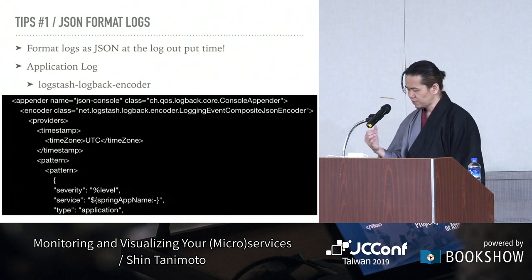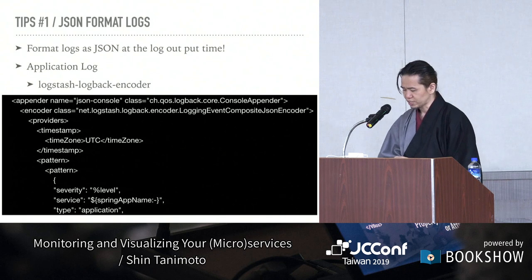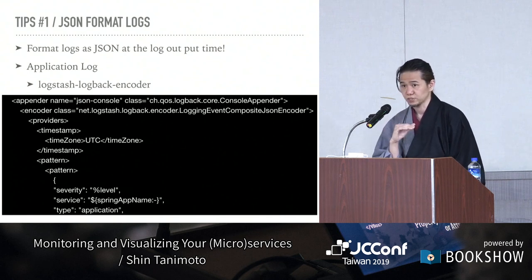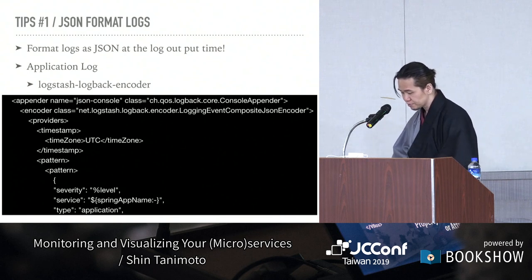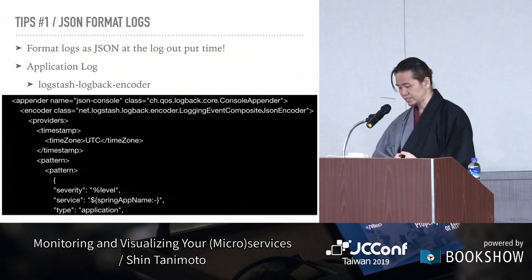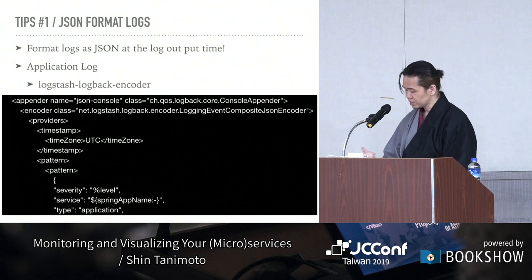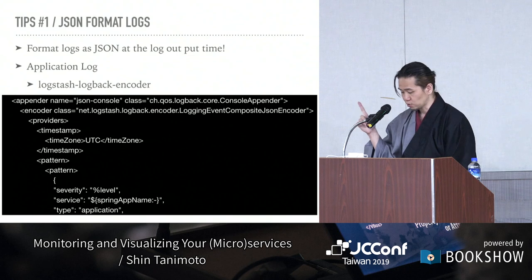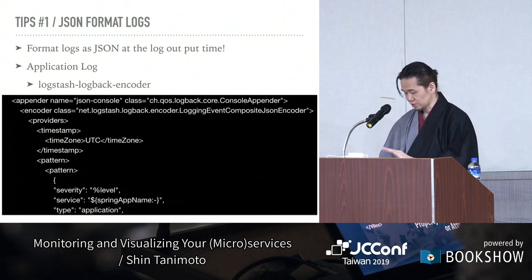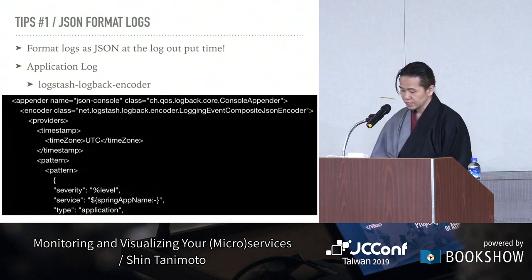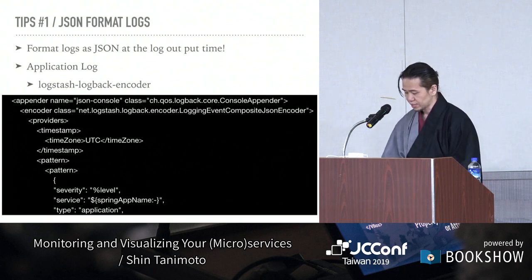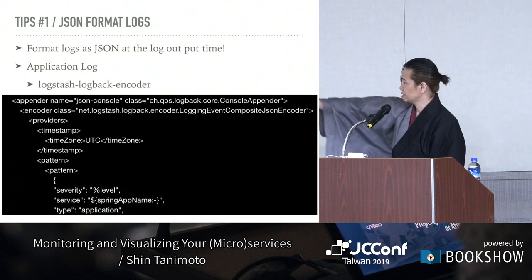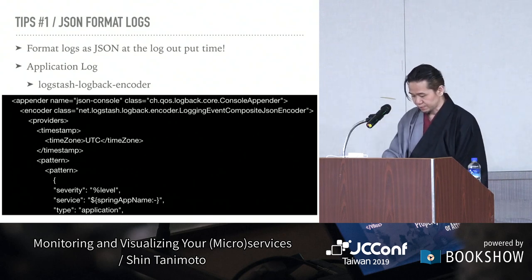Given that complexity, it's useful to format logs as JSON at log output time, not at parse time. With JSON, the stack trace is just one field of the JSON, and we will not have to parse it. I recommend using the logstash-logback-encoder to convert the Java application log to JSON format. We can easily output the log in JSON format with the logback configuration up there.